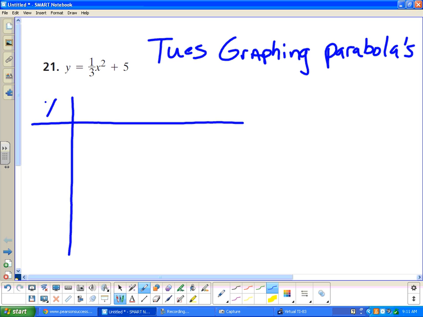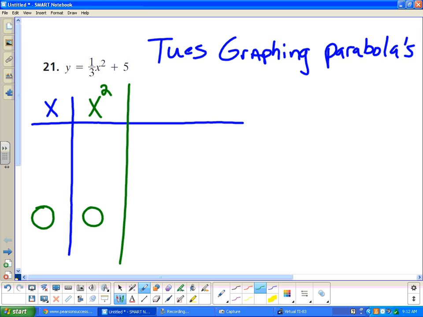So these are going to be our X values, and we're going to center this graph around 0. Okay. Now, there's a couple ways to do this. Let's try it this way. We have to use Please Excuse My Dear Aunt Sally. I want to square the X value first. So down here at 0, X squared is 0.